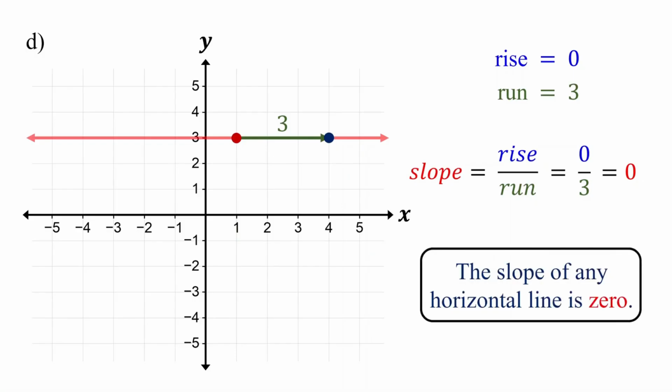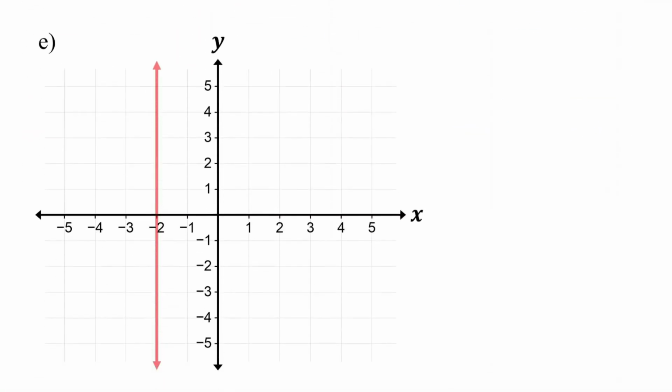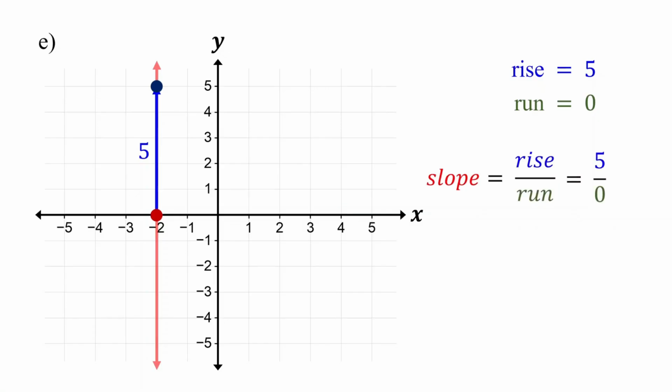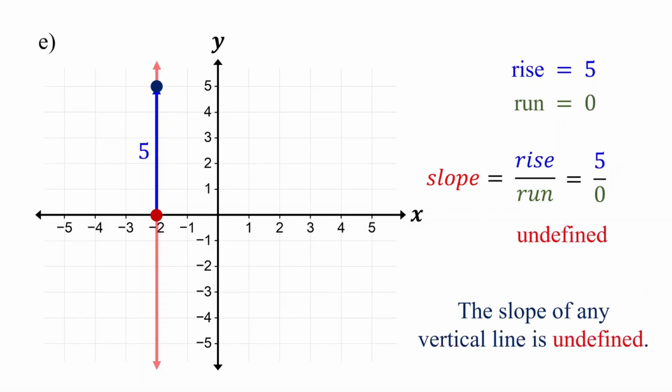But what if the line is vertical? Let's take a look. Locate 2 points on the line. As we go from the bottom point to the top point, we move up 5 units. So, the rise is 5. But notice that we don't move left or right at all. So, the run is 0. Therefore, the slope is 5 over 0. Since division by 0 is undefined, the slope is undefined. Remember, the slope of any vertical line is undefined.